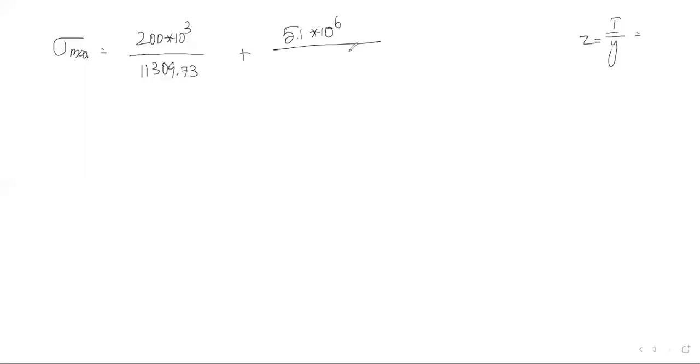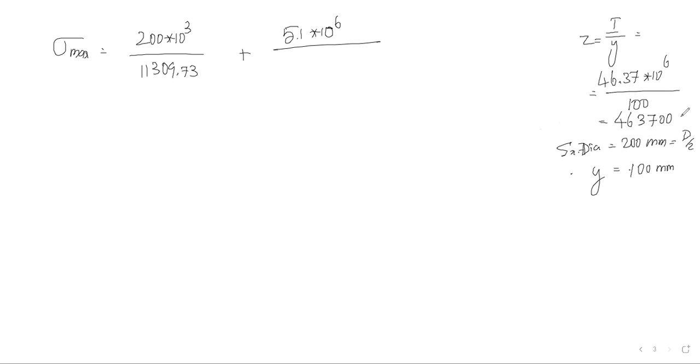So I value is 46.37 into 10 to the 6. External dia is equal to 200 mm. Then y becomes 100 mm, which is nothing but D by 2. So 46.37 into 10 to the 6 divided by 100 becomes 463,700 mm cube.